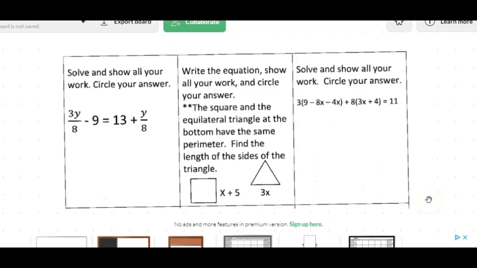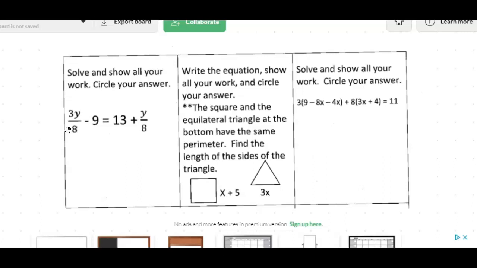Okay, this is another part of that first remote learning packet that I've had some questions about, and these are great questions. So I wanted to take just a few minutes to talk about these. If you work on these and have these to turn in tomorrow, that would be awesome. So let's look at this one right here.